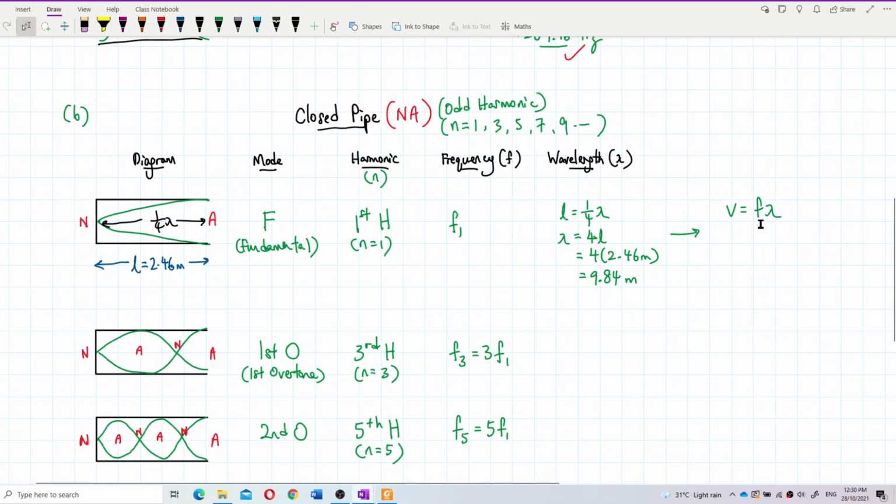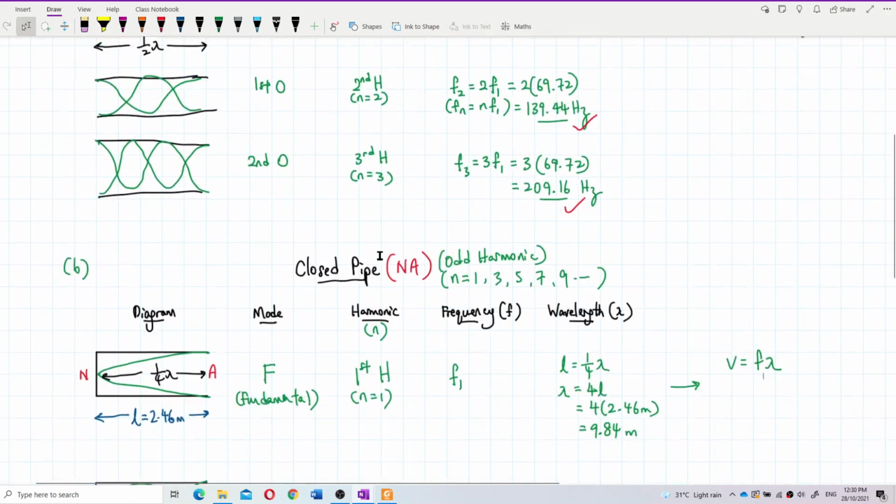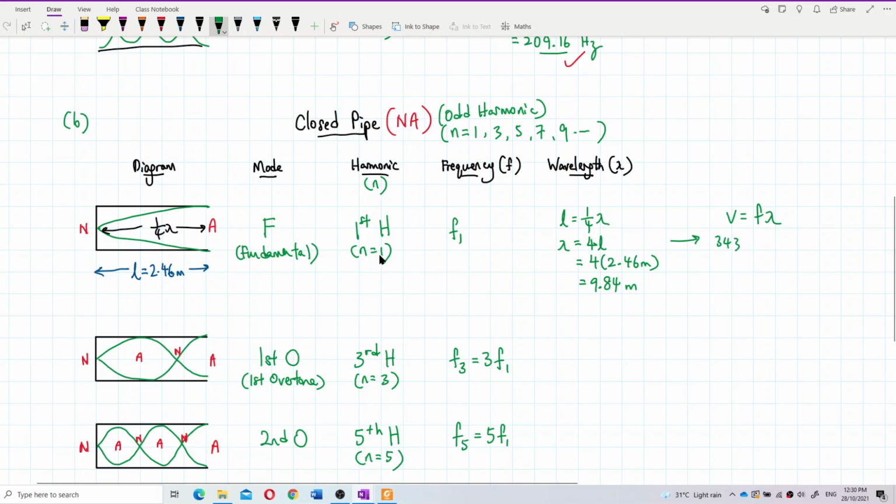We can get the frequency F. Just now the speed is 343. Substitute 343, and then lambda is 9.84 meter, SI unit meter. So what's the frequency? 343 divided by 9.84. So we get the frequency is 34.86 hertz. That's the fundamental frequency. 34.86 hertz. We got it.